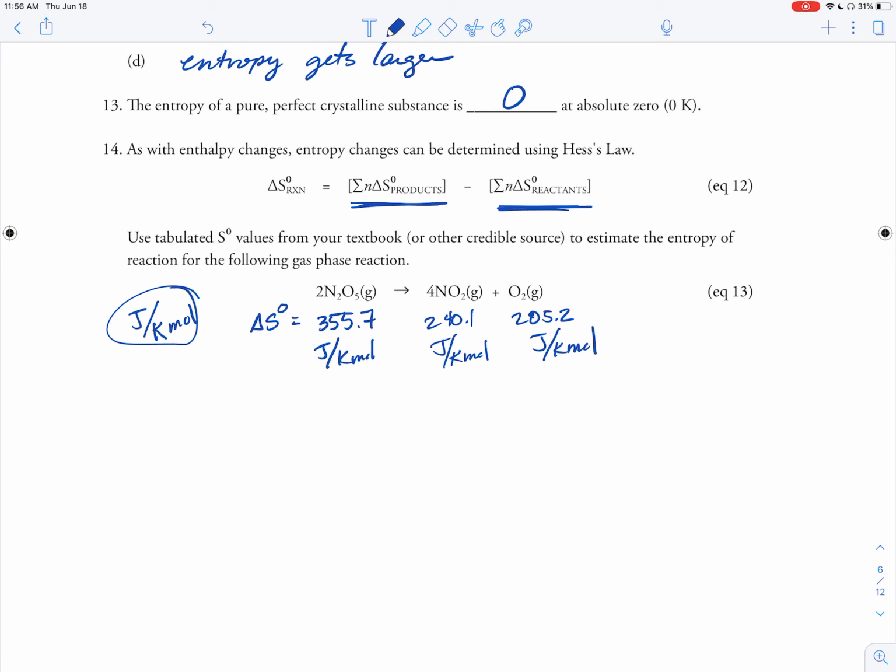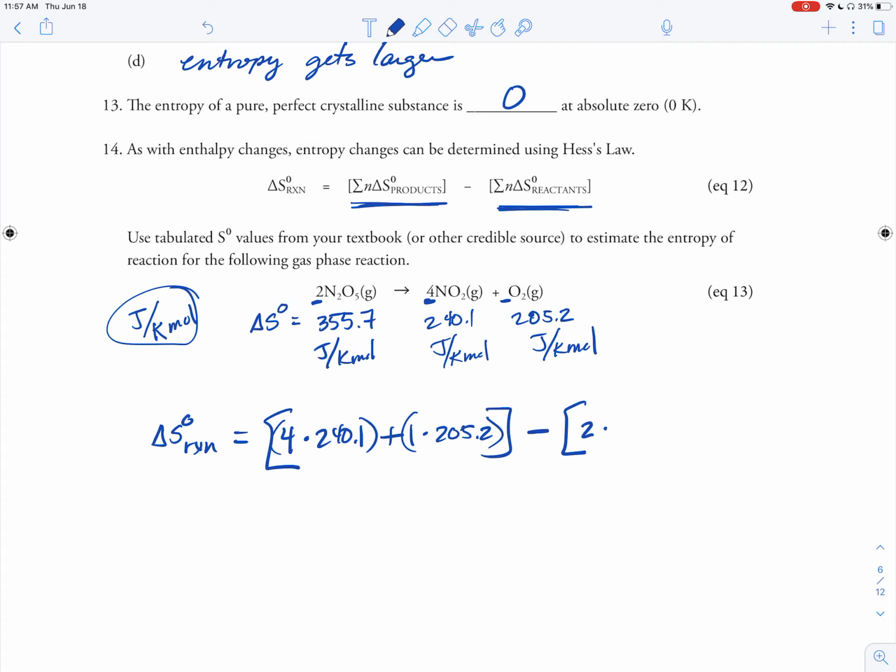Okay, and so what we'll do is just plug them into this formula. The delta S naught of the reaction equals the sum of all of your products. So that's 4 times 240.1 plus 1 times 205.2. Sum those together, and then we're going to subtract the sum of the reactants. So that's 2 times 355.7. There's only one reactant, so we'll just put that there.